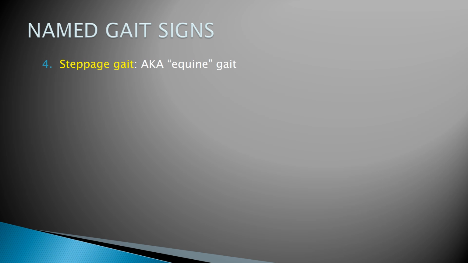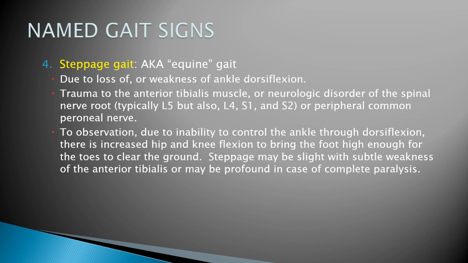The next gait to go over with you is the steppage gait. This is also known as the equine gait, and you've seen these types of people out in the public before. It's quite a pronounced deviation in gait, and it's quite common actually. And the interesting thing about steppage gait, well, first of all, steppage gait is due to loss of use or loss of function due to weakness of the front shin muscle, known as the anterior tibialis muscle. And the anterior tibialis muscle is responsible for lifting the ankle into what's called dorsiflexion.